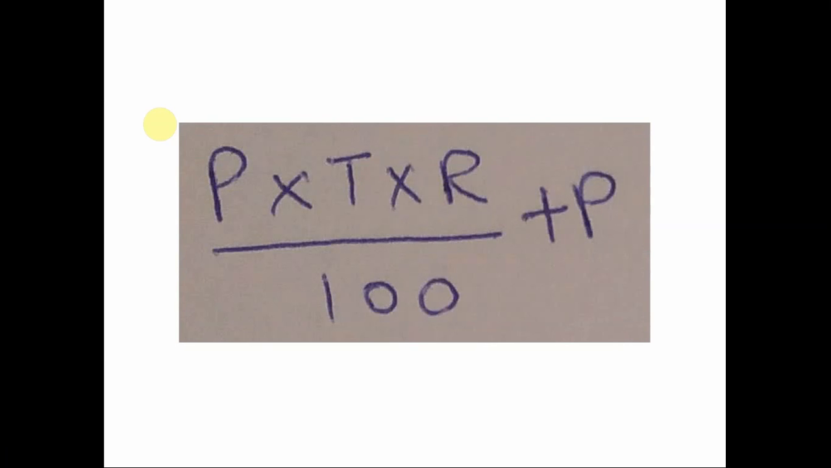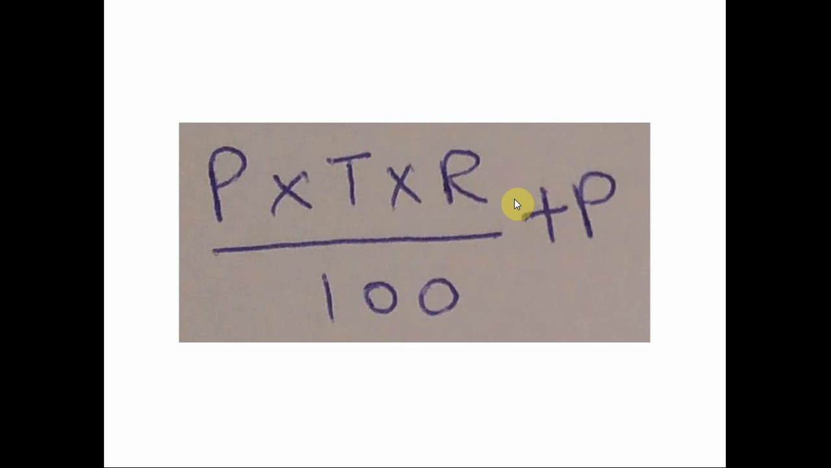Now, there are two flavors of interest. One is simple interest and the other one is compound interest. Simple interest has a formula which says P into T into R by 100. P stands for the principal amount, T stands for the time duration in years, and R stands for the rate of interest at which the interest is charged on the principal. So this entire amount divided by 100 is your simple interest. If you add the principal to this, this becomes the amount.